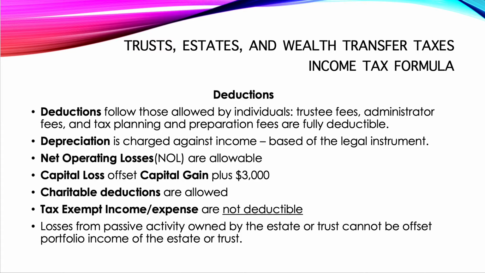Trusts and estates are allowed net operating losses. Capital losses are offset against capital gains plus $3,000. Charitable deductions are allowed only if they are not simple trusts. As I said in the previous video, a simple trust cannot hold charitable deductions. They can only use current income to pay out current distributions to the beneficiaries of the simple trust. Tax exempt income is not allowed for a deduction in an estate or trust.